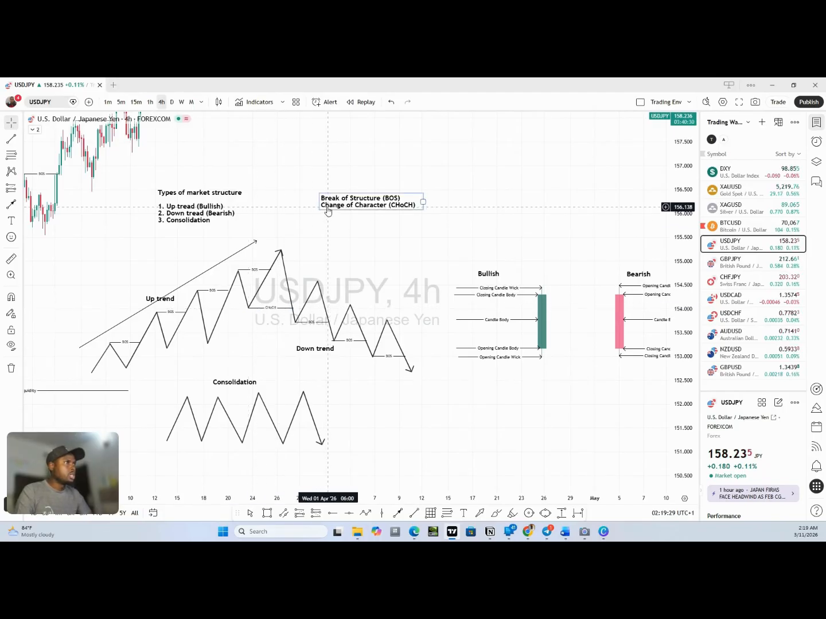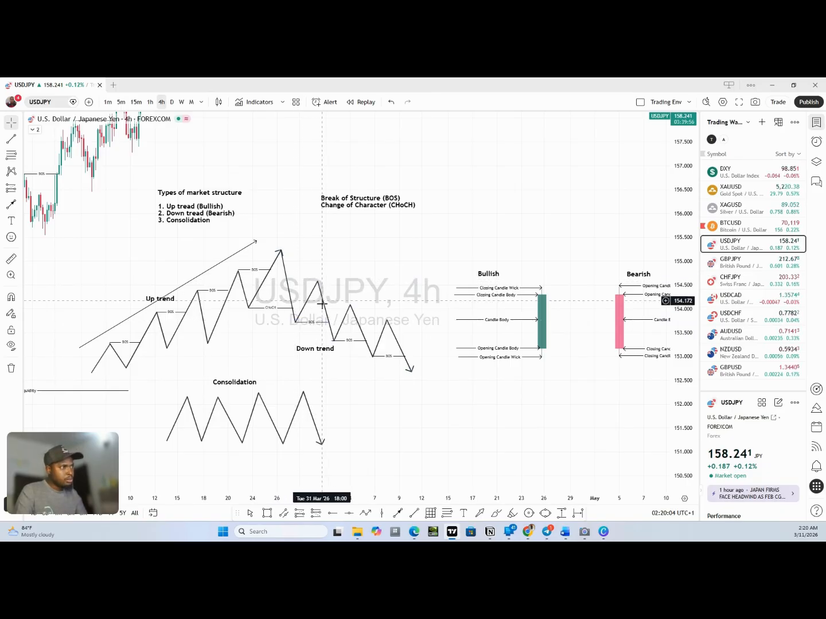This is the full meaning, change of character. The abbreviation is CHOCH. That's the abbreviation of change of character. So the market created a change of character to the downside. Now, since the market already changed structure, we are not going to continue calling this an impulsive move. This is a pullback or retracement now.